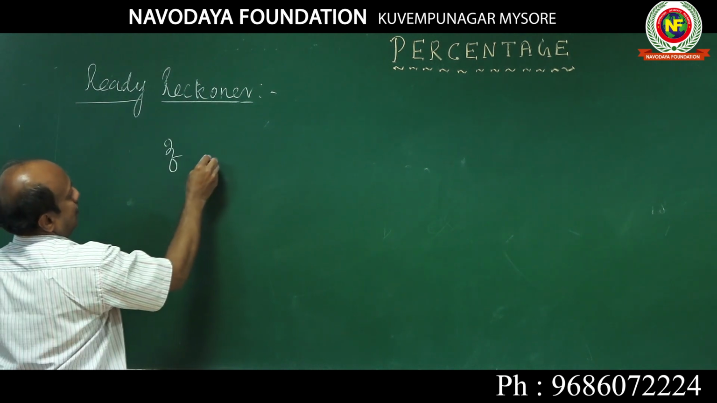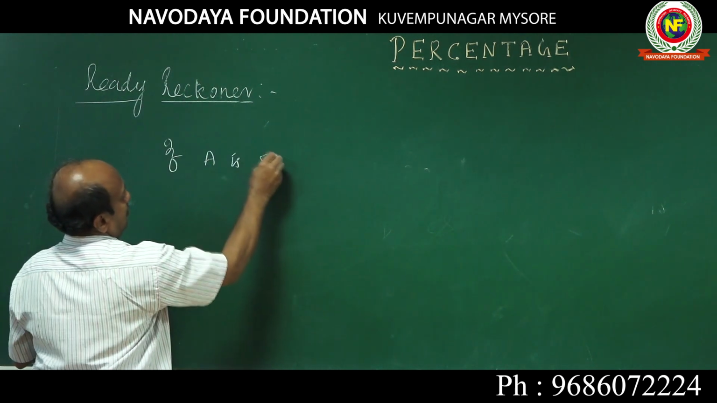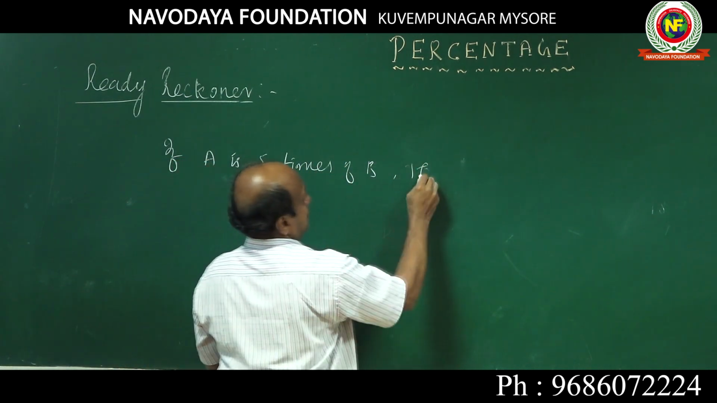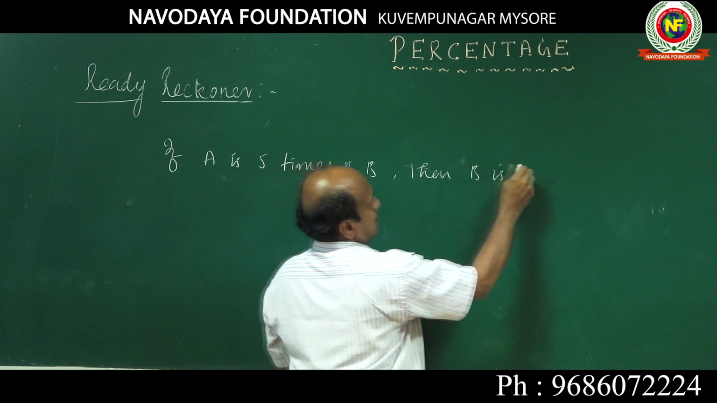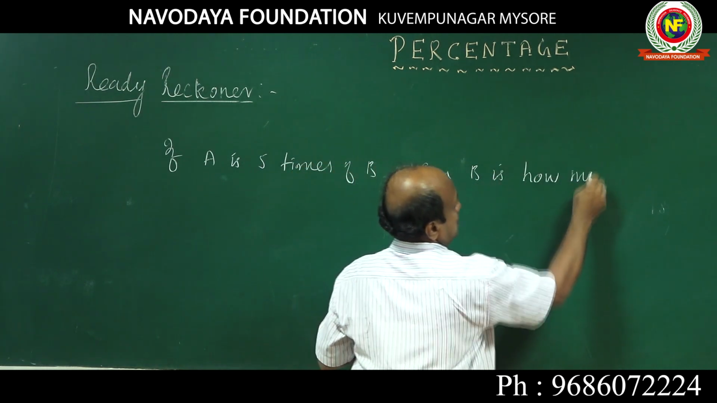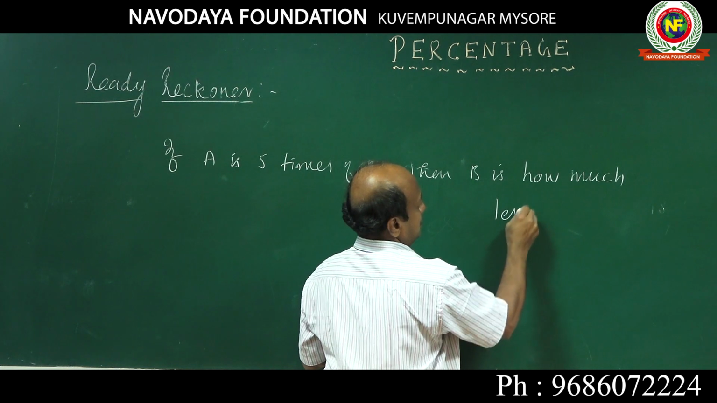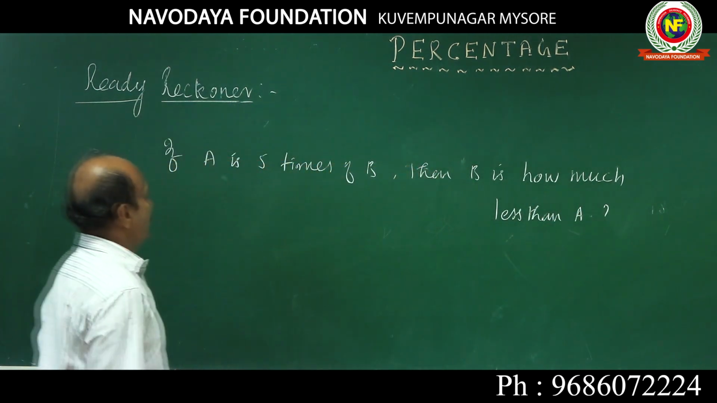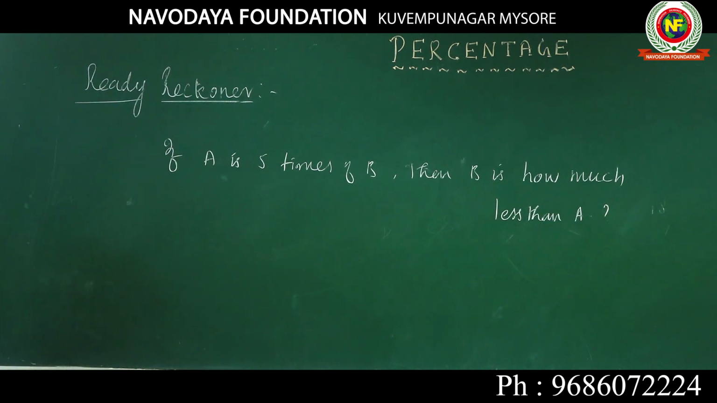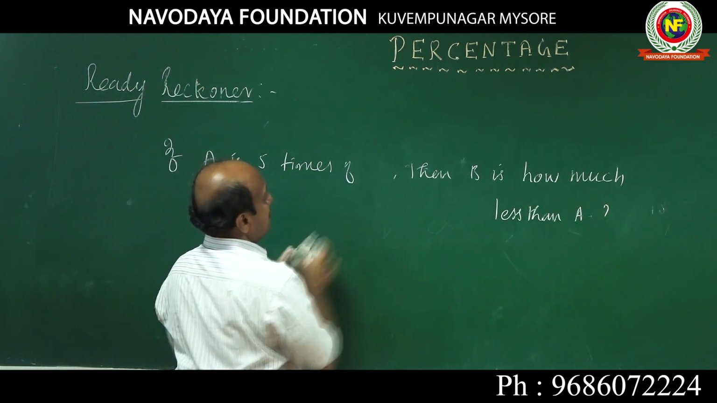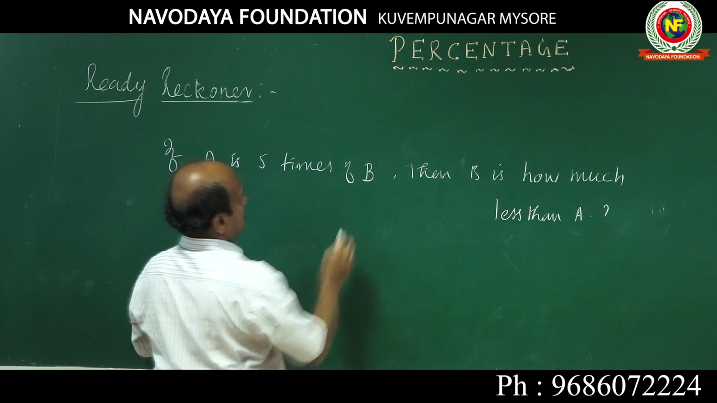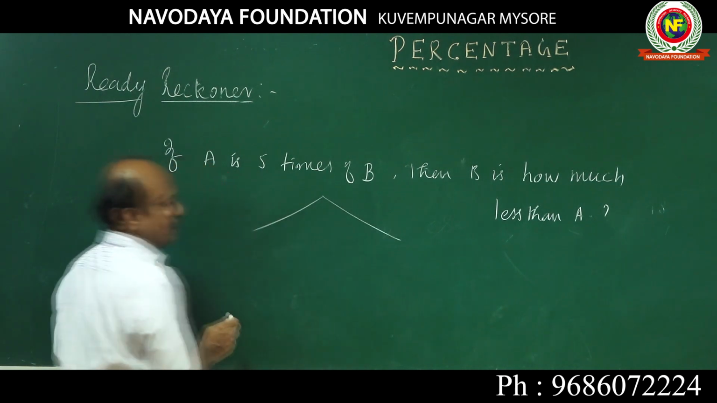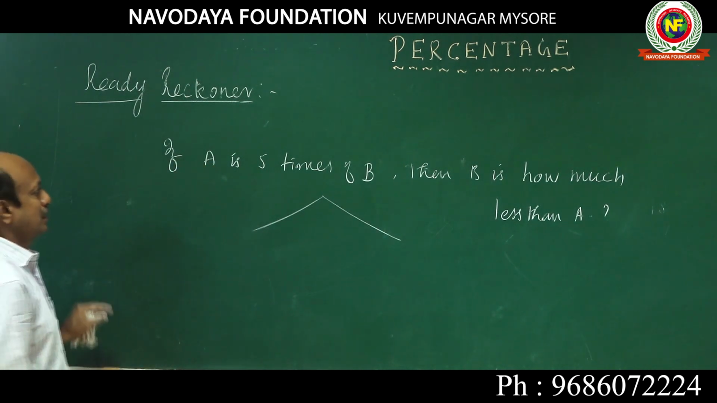If A is 5 times of B, then B is how much less than A? If A is 5 times of B, then B is how much less than A? Right. There are two ways you can solve this problem. One is your traditional method, another is based on reasoning method.